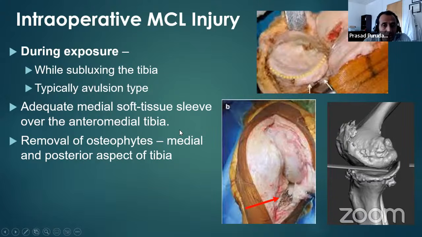It's also very important that we take down the big osteophytes from the proximal medial tibia, and especially a large osteophyte like this from the posterior medial aspect of the tibia. Otherwise, this can interfere with the exposure and interfere with the anterior subluxation of the tibia, thereby increasing the risk of injury to the medial collateral ligament.